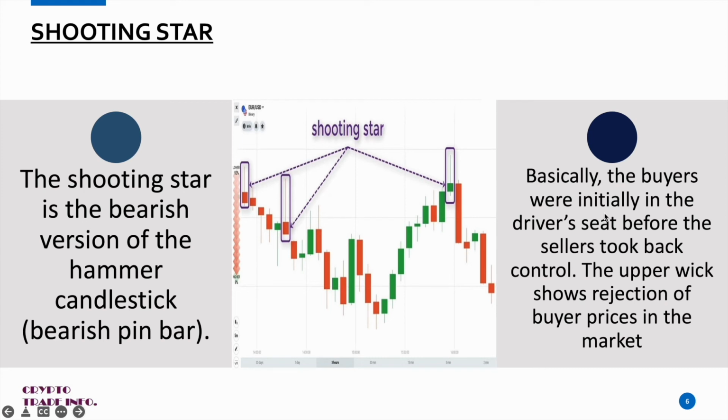Basically, the buyers were initially in the driver's seat before the sellers took back control. The upper wick shows rejection of buyers' prices in the market. So the upper wick here shows that the price of the buyers was rejected by the sellers. So the shooting star is actually a bearish candle. Similar in picture to the inverted hammer, but the inverted hammer is a bullish candle. That's just their differences.